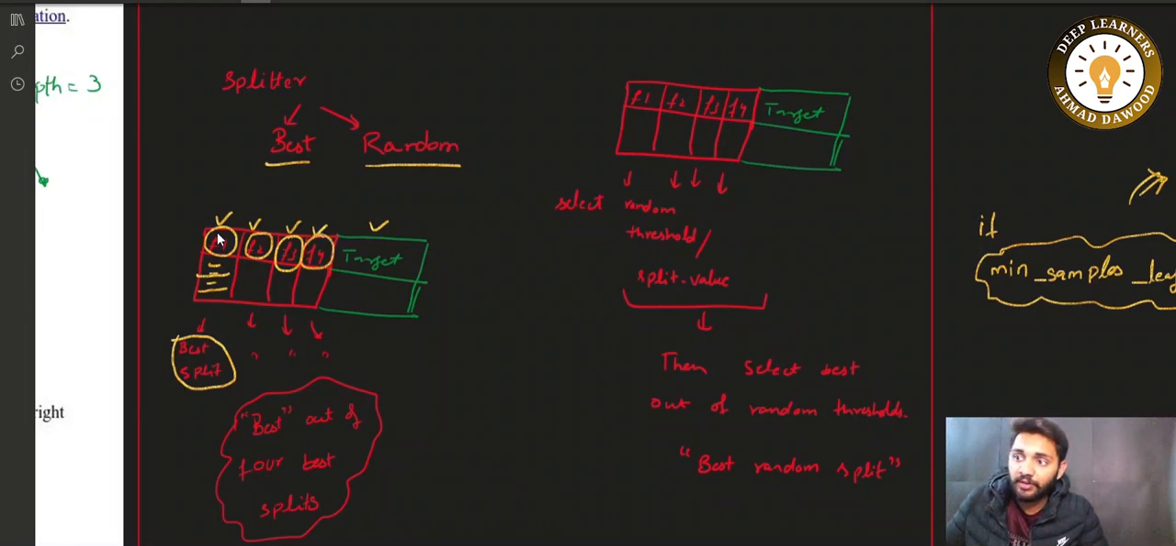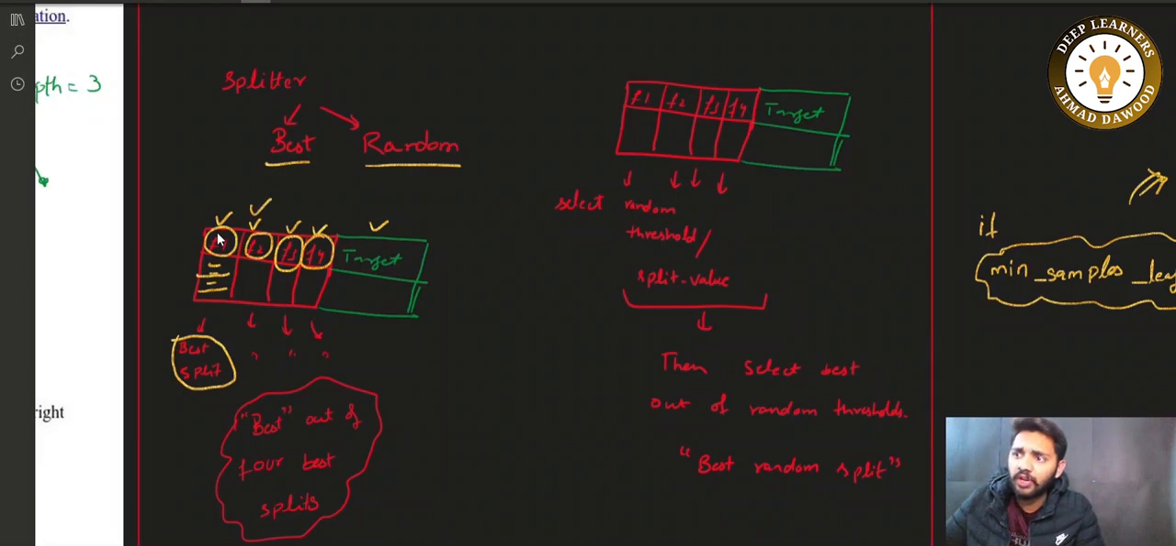For feature one, you have a lot of values in its column, and in f1 there is some minimum value and some max value. In between the min and max value, you calculate the Gini impurity for each threshold, and whichever threshold or split value gives you the minimum Gini impurity, you will select as the best split value for that feature f1.